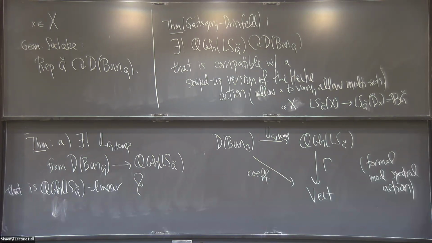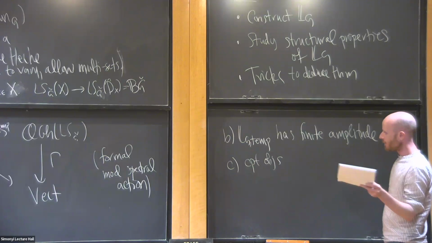So the second thing is that this LG temp has finite amplitude, as we discussed before. And then the third thing is what are called compact objects. Let me just say, I work with big categories with direct sums. Maybe you work with small categories that don't have infinite direct sums. And if you work with a small category, I would call that the category of compact objects. And you and I, we can talk to each other.